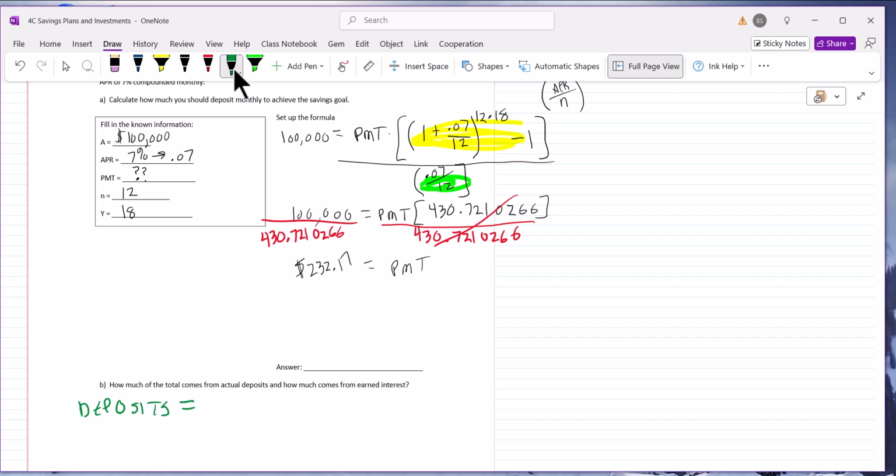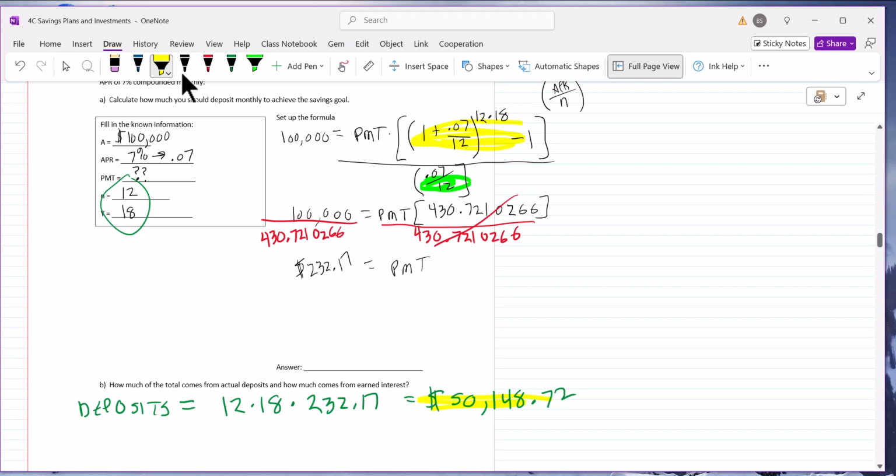You're going to multiply these numbers there. You're going to do 12 times 18. That's how many payments you make. And what are you going to multiply that by? The 232.17. Okay, so you just do that. If you do that calculation, you're going to get $50,148.72. Okay, so that's how you're doing that.